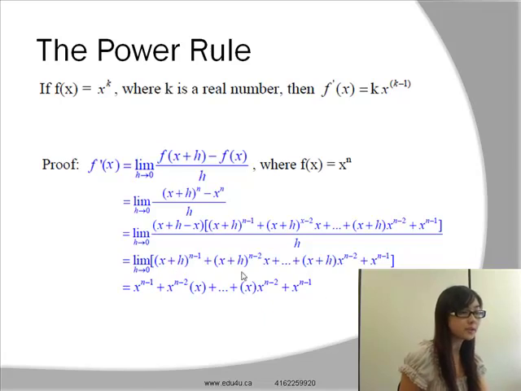Now we're just left with this whole thing that's rather complicated looking. Next, you may notice that if we put h equal to 0, all the h's will disappear. So then we're left with an expression that looks like x to the power of n minus 1 plus x to the power of n minus 2 times x, and so on until x to the power of n minus 1. x to the power of n minus 2 times x is equal to x to the power of n minus 1. So what we're left with in this equation is n copies of x to the power of n minus 1.